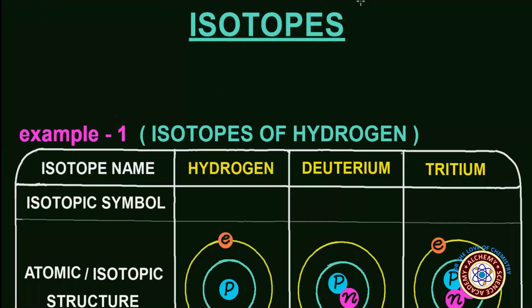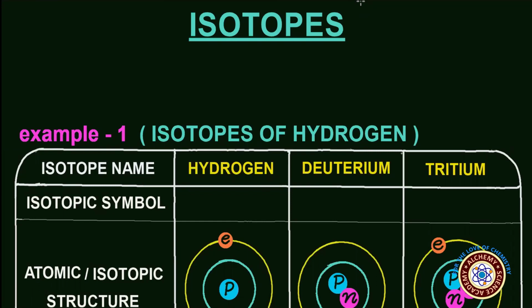Hi there, this video lecture is about isotopes, their similarities and differences, and the determination of relative atomic mass of elements by using natural abundance of their isotopes. Let us get started. Not all the atoms in a sample of hydrogen, for example, are identical.